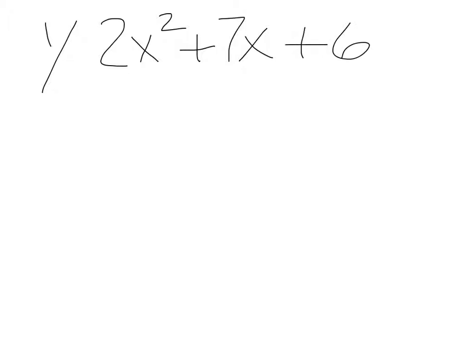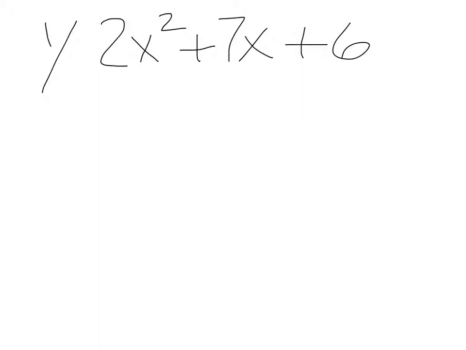My algebra students, period number 1, quiz number 2. Factor completely. All right, here we go. Number 1: 2x squared plus 7x plus 6. This is factor completely quiz number 2, problem number 1.